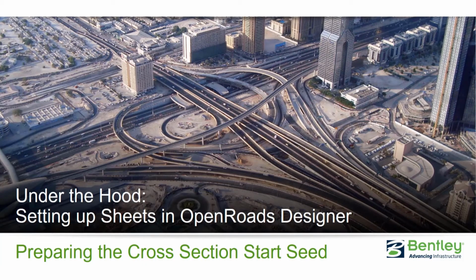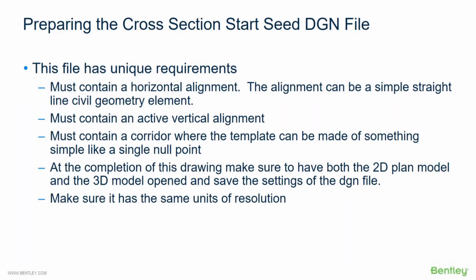To begin to prepare for creating the cross-section sheet seed definitions, we want to first make a cross-section starter seed file. This DGN file has unique requirements. It must contain a horizontal alignment. The alignment can be a simple straight line civil geometry element. It must contain an active vertical alignment. It must contain a corridor where the template can be made of something simple like a single null point. At the completion of this drawing, make sure to have both the 2D plan model and a 3D model opened and save the settings of the DGN file. Make sure it has the same units of resolution as everything else that you are setting up.